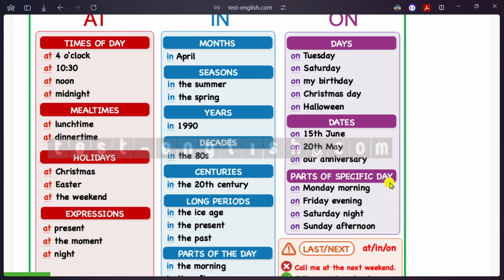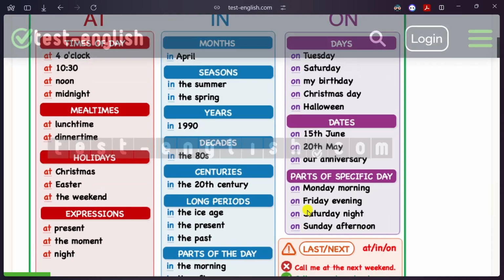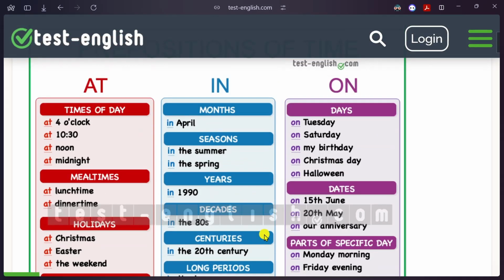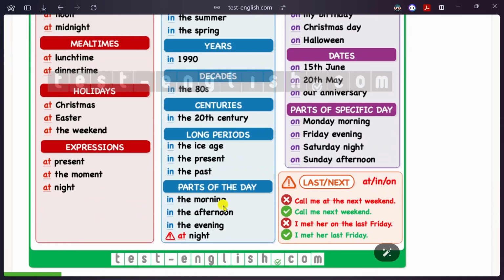Parts of specific day. On Monday morning. We had morning over here, in the morning. But if you put Monday, it becomes on Monday morning, on Friday evening, on Saturday night, on Sunday afternoon. For me, it looks like it changes because of this, because of the day.